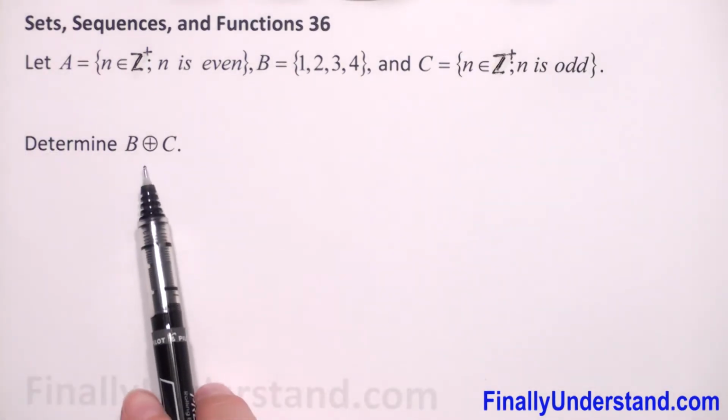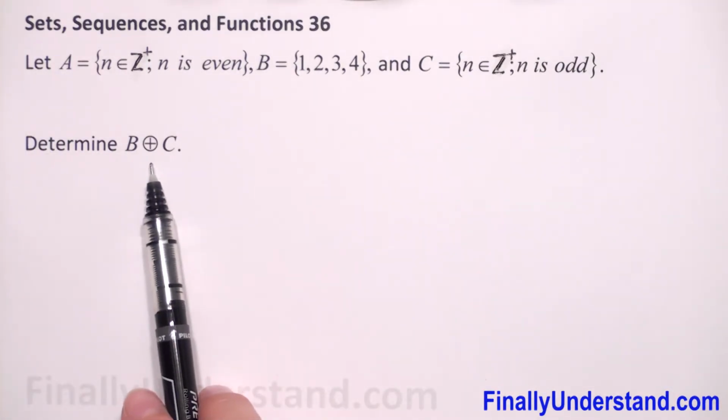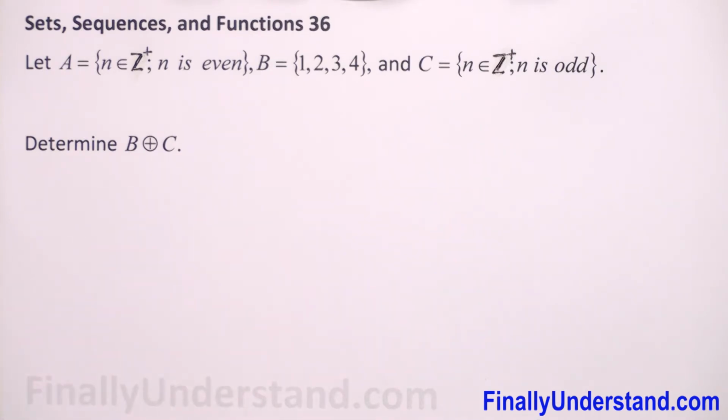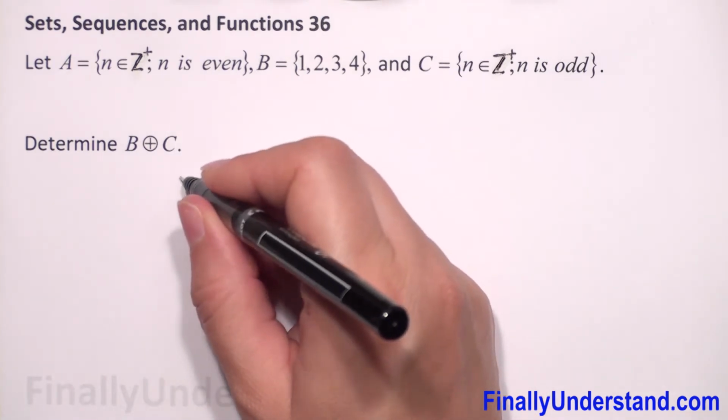We have given sets A, B, and C, and in this example we have to find the symmetric difference of sets B and C. So first let me remind you the definition. The symmetric difference of sets B and C consists of those elements which belong to B or C but not to both.